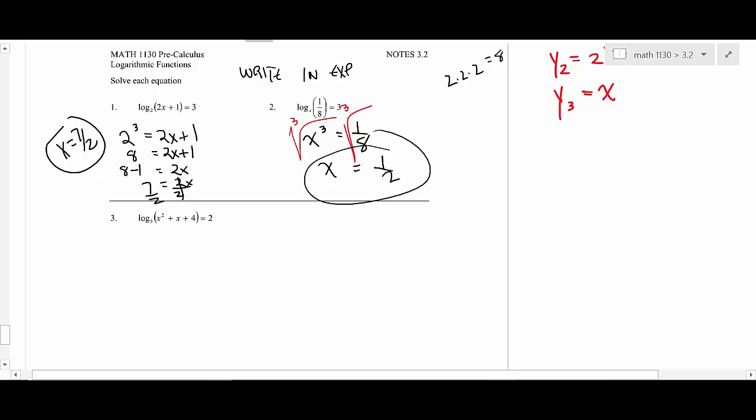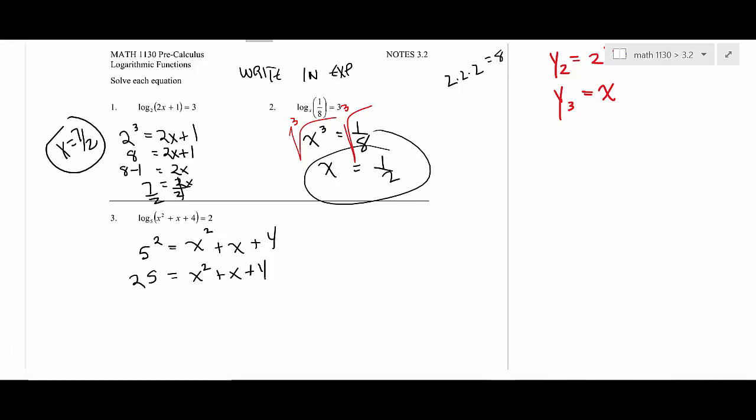Okay, so once you get that in exponential form, you should encounter an equation we've learned how to solve this semester. All right, this last one here, you're going to say 5 to the second is equal to x squared plus x plus 4. So that's going to give 25 equals x squared plus x plus 4. What kind of equation is that? It's quadratic. So what do you need to do? One side equals 0. Good.